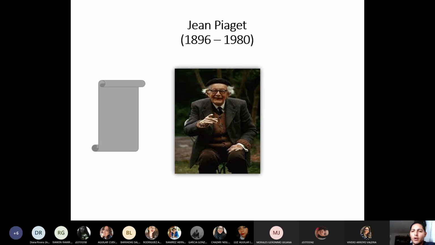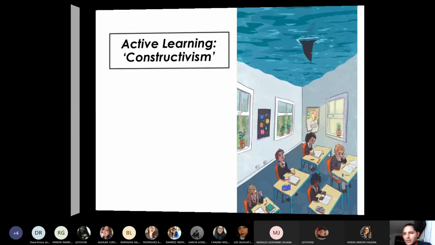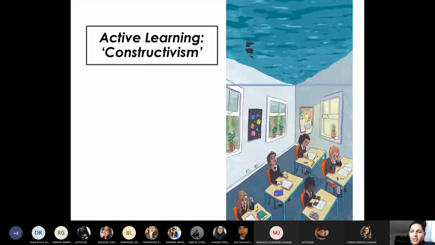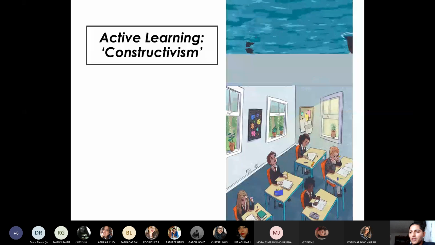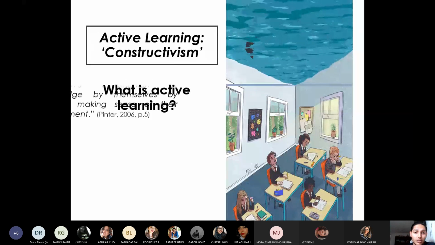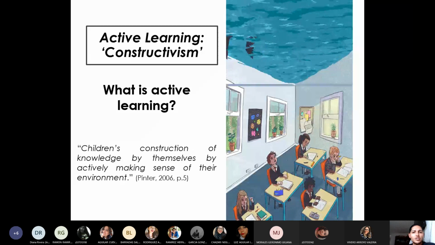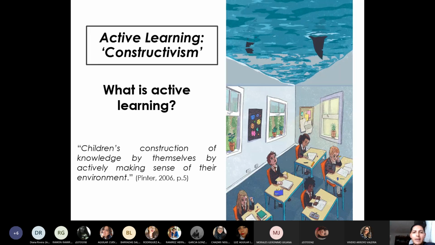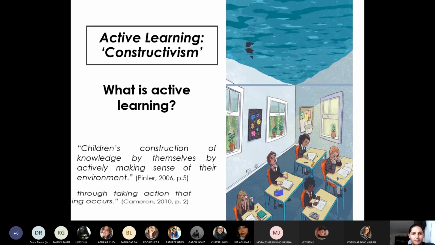Well, now Piaget, this crucial scholar for education and with pedagogical implications. According to Piaget, the theory of active learning, also known as constructivism, has to do with the child's construction of knowledge by himself or herself, by making sense of their environment in an active way.